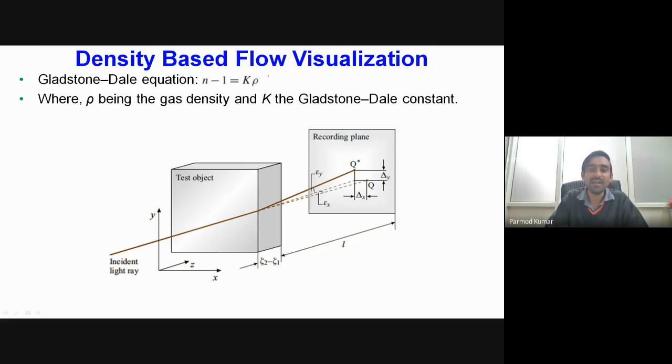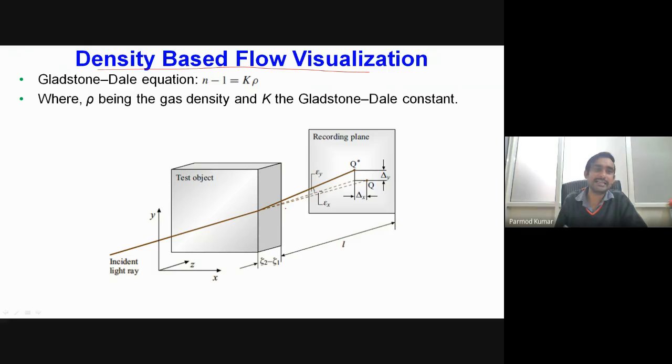Apart from that, in this particular lecture, we will also see some of the techniques based on positive displacement based measurements. Then we will also try to see the Coriolis mass flow meter, and then at the end we will try to see the different arrangements for using the pitot tube based velocity measurement. So I will start my discussion first with the density based flow visualization techniques.